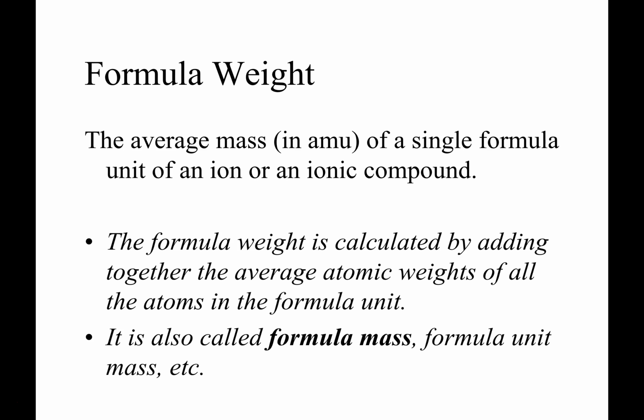Well, let's look at the other type of compound. The other type of compound is an ionic compound. You're going to have a metal somewhere in the formula, but we're going to calculate it the same way, though now it's going to be a formula weight.